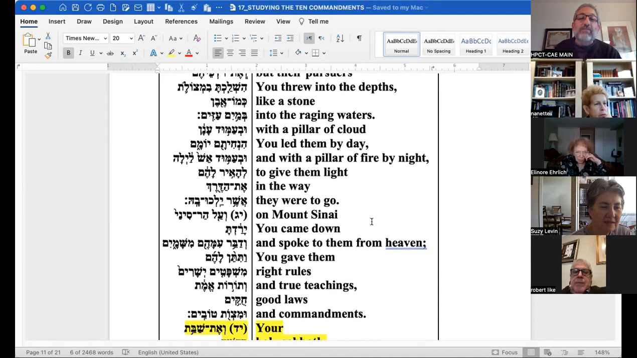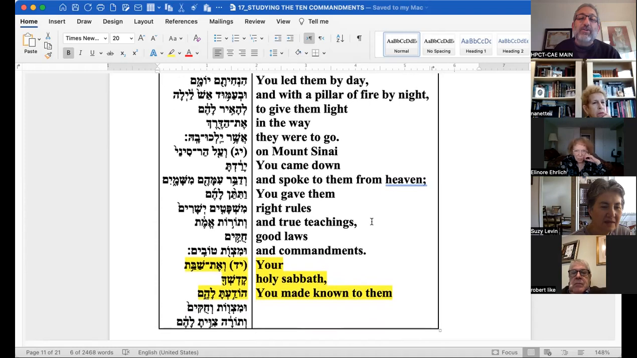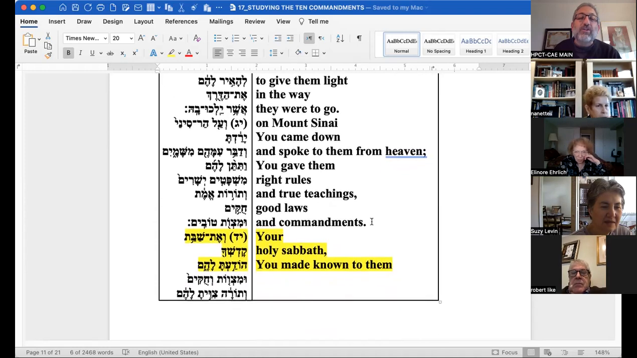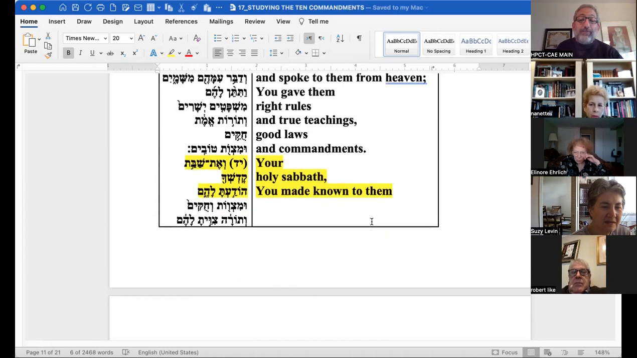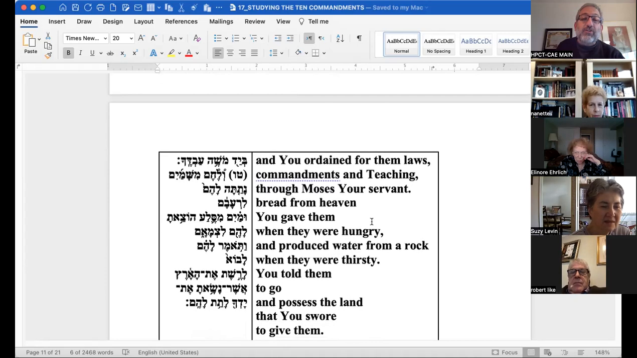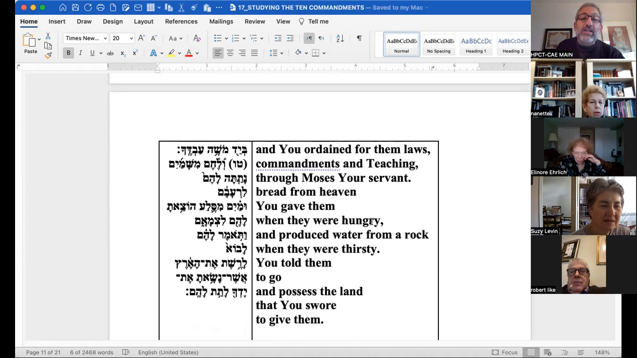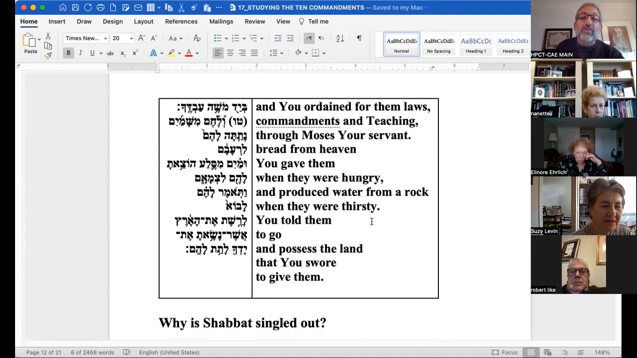to give them light by the way they were to go. On Mount Sinai, you came down and spoke to them from heaven. You gave them the right rules, the true teaching, the good laws and commandments. Your holy Sabbath you made known to them, and you ordained for them laws and commandments and teaching through Moses, your servant. Bread from heaven you gave them when they were hungry, produced water from the rock. You told them to go and possess the land as well.